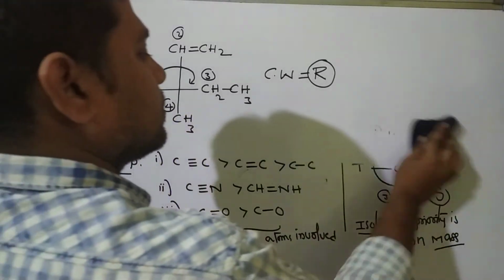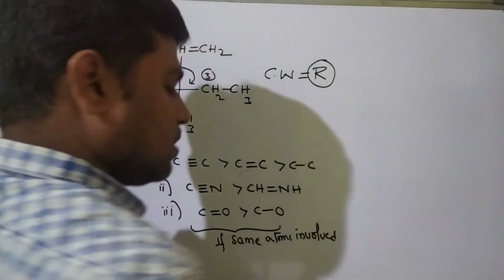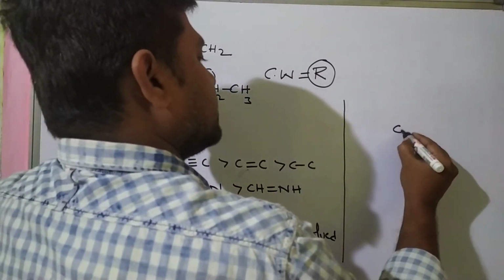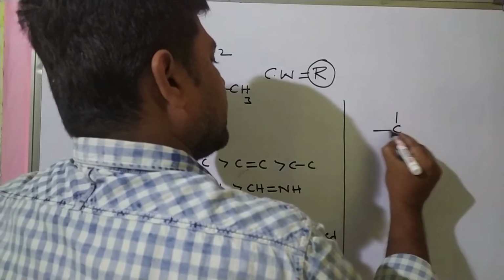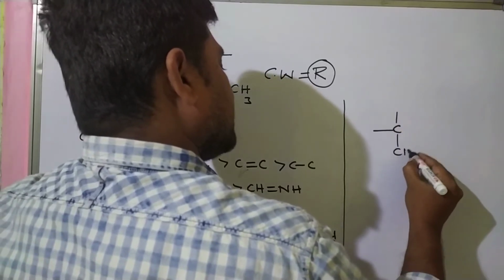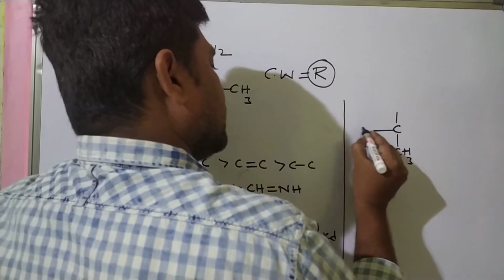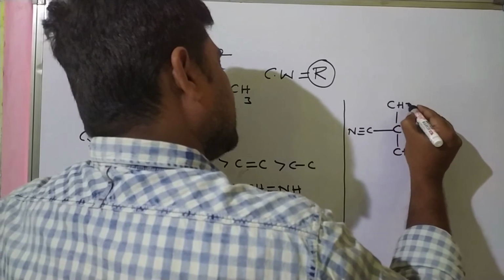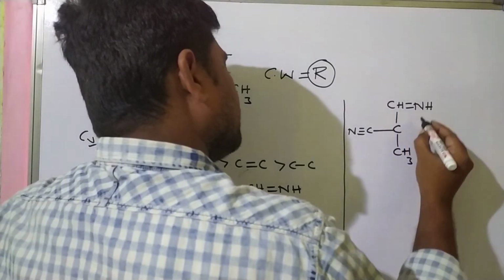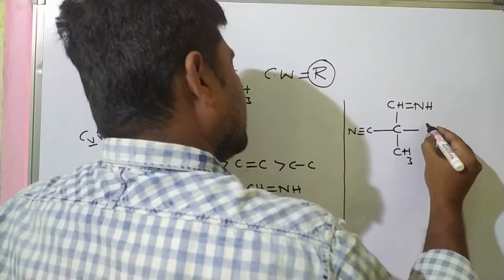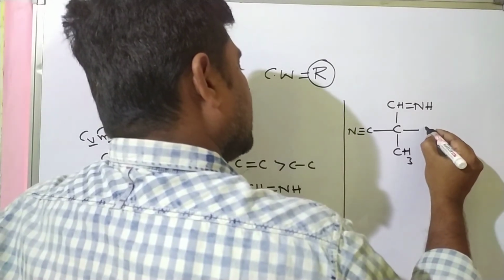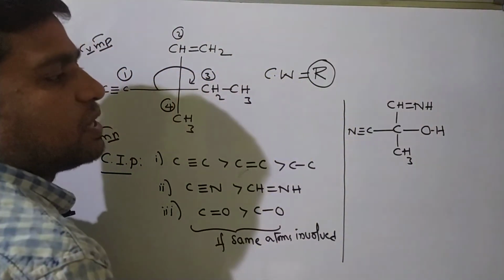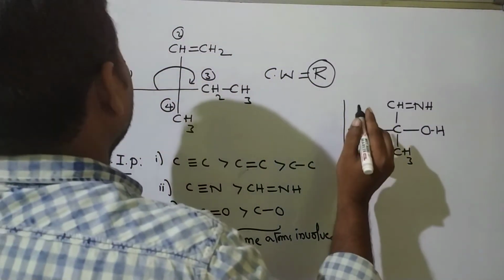Okay, please note. Next, another example. Here we have a methyl group, here a C triple bond N cyanide group, here a CH double bond NH imine group, and here an OH group. Okay, students, please do it yourself on your own.